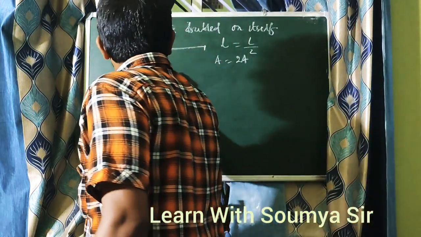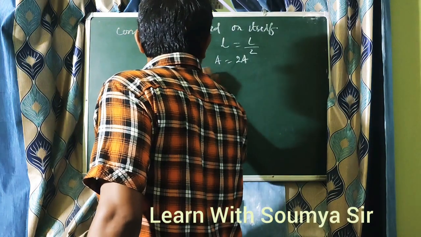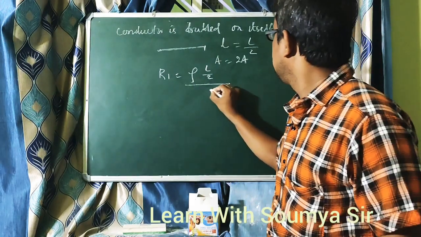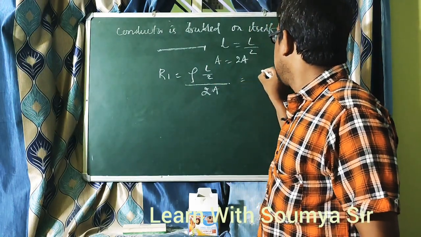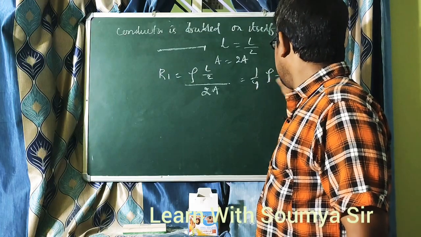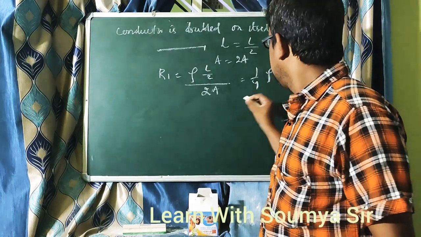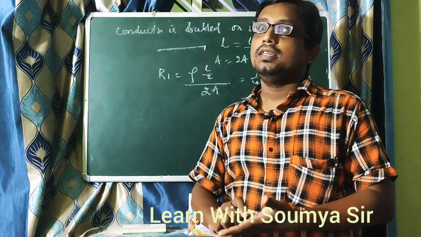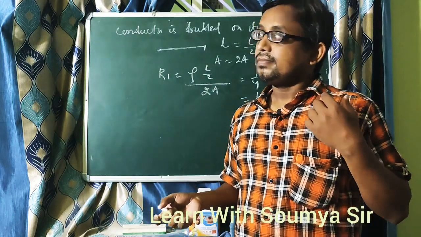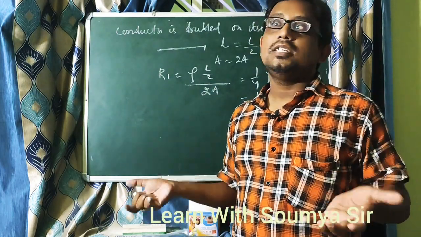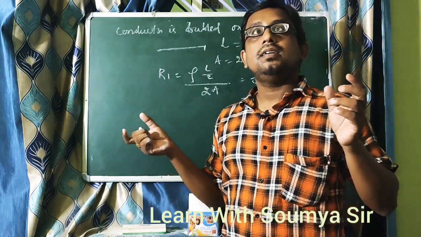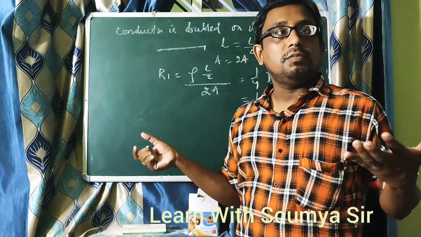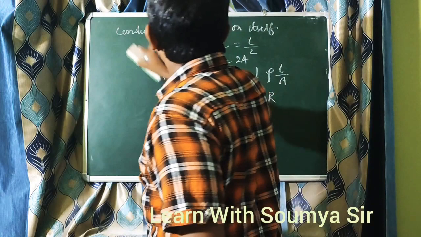So the new resistance R1 will be ρ into L/2 divided by 2A. It will be 1/4 ρL/A. ρL/A is R, so it will be 1/4 of R. That means when the conductor is doubled on itself, you will always remember that the length becomes half and the area of cross section becomes doubled.